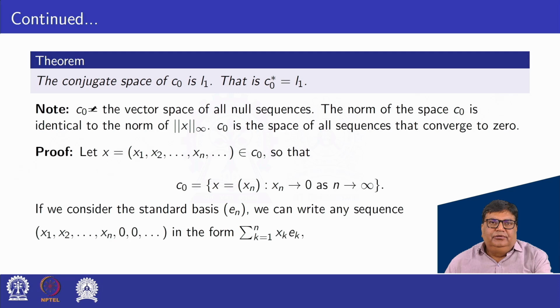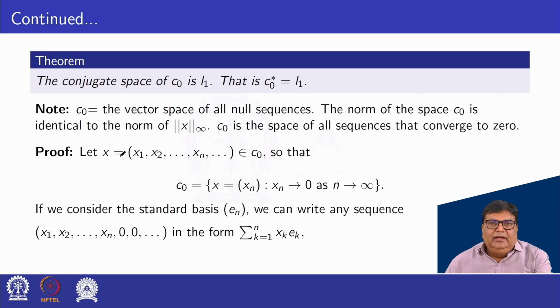What is C0? C0 is the vector space of all null sequences. The norm of the space C0 is identical to the infinity norm. If x belongs to C0, then the norm of x is defined under the infinity norm. C0 is the space of all sequences that converge to 0.